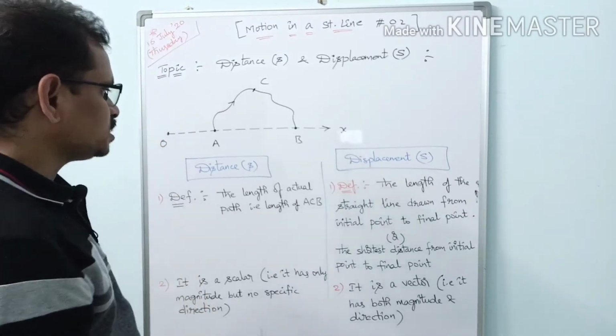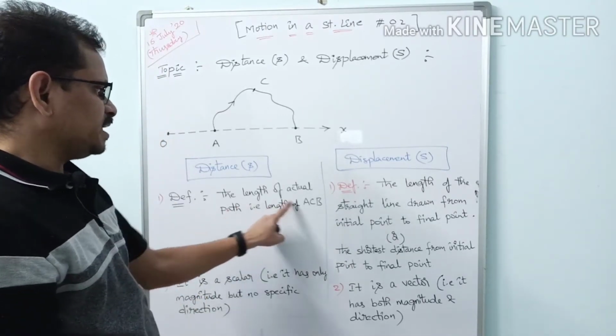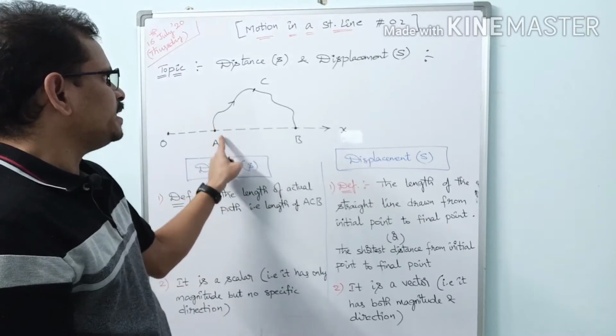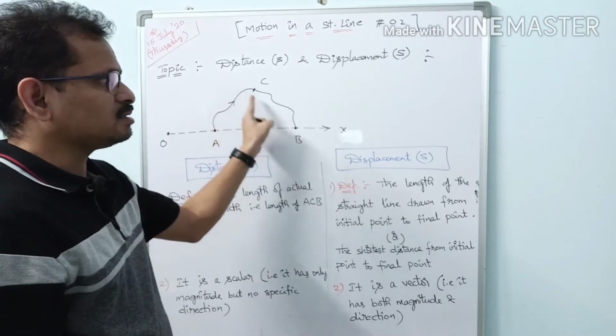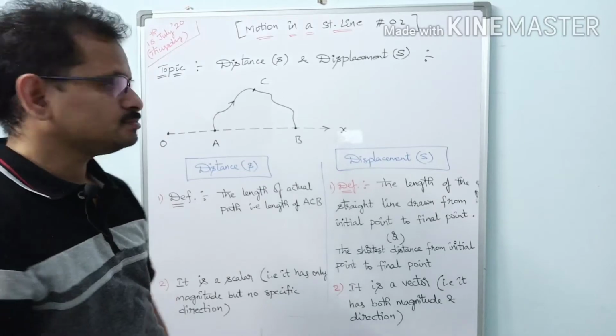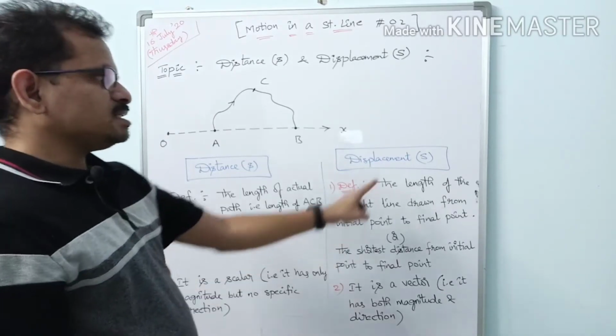Okay, so what is distance? It is defined as the length of the actual path. So what is the actual path here? ACB is the actual path. So the length of this path is distance. Okay, then what is the displacement?